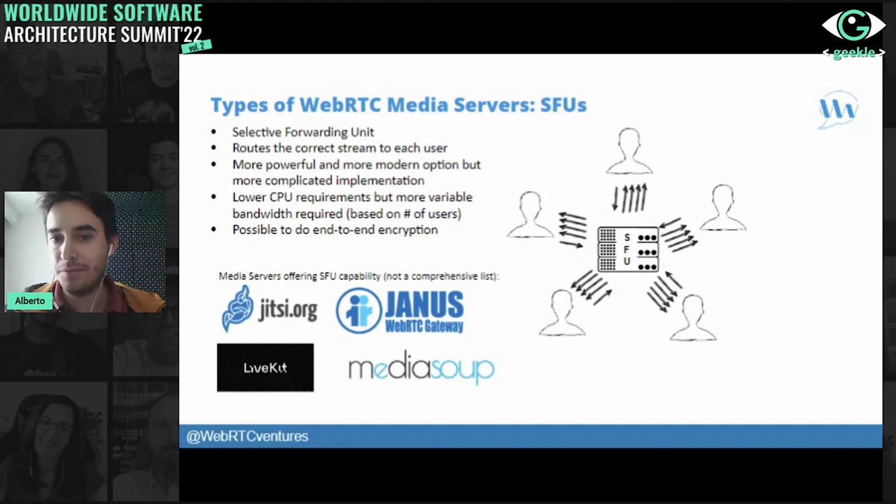The benefits, of course, of this are lower CPU requirements, and also it is possible to do end-to-end encryption. So basically making sure that the audio and video is encrypted all the way, even going through the server. In the case of the MCU, that's not possible because we're mixing, and for mixing, we need that traffic to be unencrypted. And yeah, just some popular open source media servers that have an SFU architecture are Jitsi, Janus, LiveKit, and MediaSoup. So some of the ones I mentioned before.